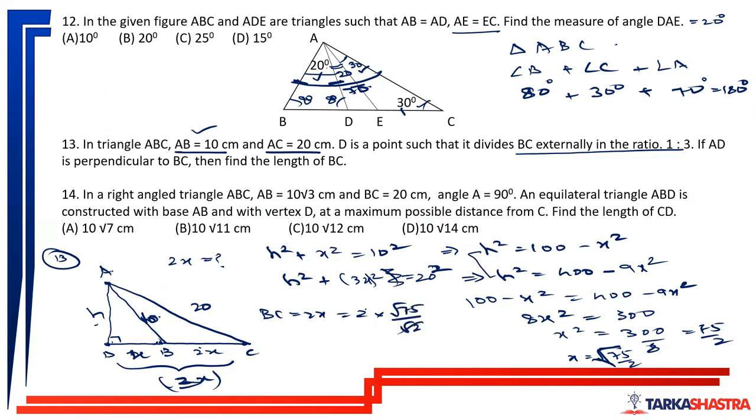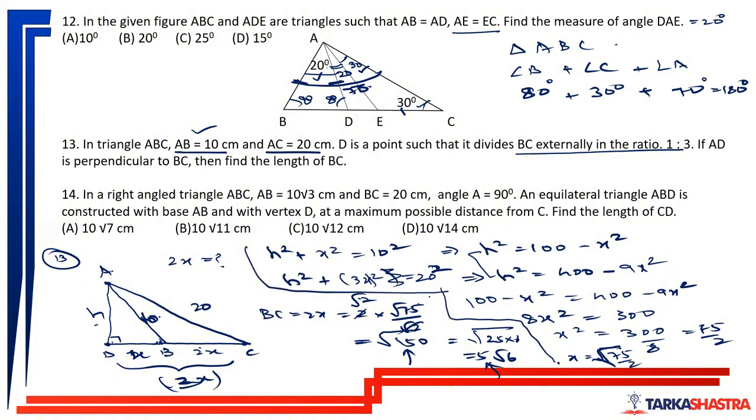So this root 2 will cut, so what will be left? Root 2. Now, root 2 into root 75 is root 150, which can also be written as under root of 25 into 6, which is 5 root 6. Either the option will be in this format or in this format, and you just have to check properly. Okay, so this is your 13th question. Okay, moving forward to 14th question.